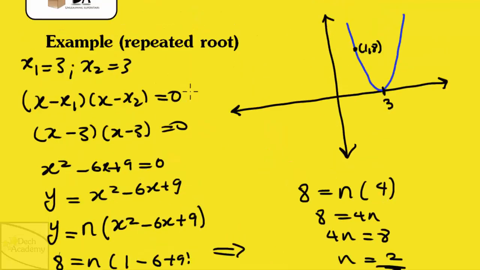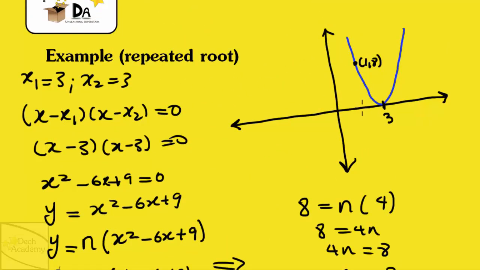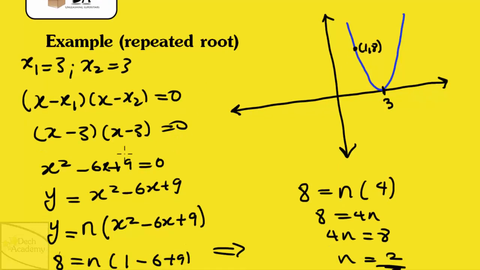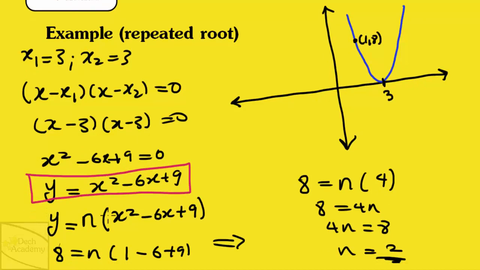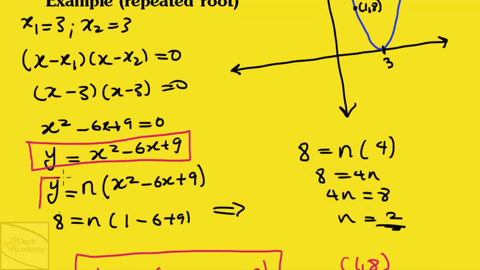So the procedure again, when you're given its roots and you're given a point on that quadratic equation: you construct a quadratic equation from the given roots. Then you note that an equation of the form y equals n times whatever you get on the right hand side here also has the same roots. Then you determine the value of n by finding an equation which is satisfied by this point.